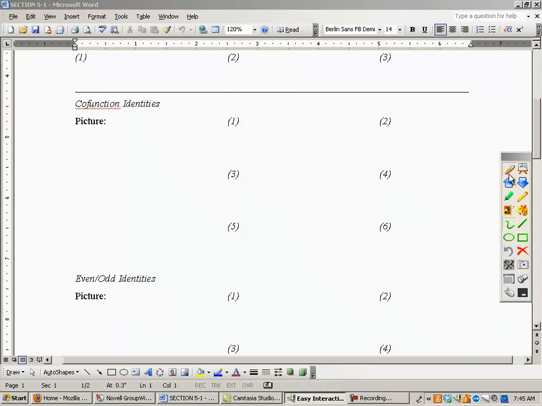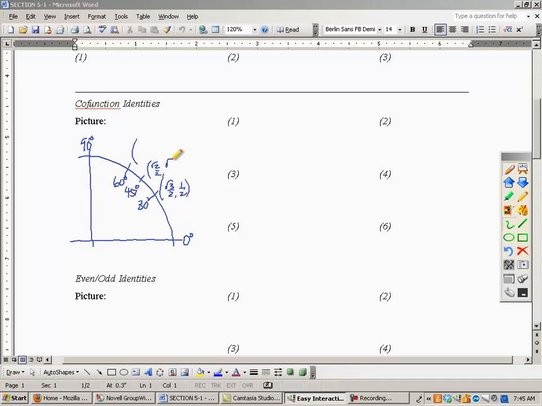This idea of a co-function identity, what I'm going to do is draw only the first quadrant of the unit circle, and label this a little bit. Here's 0 degrees and 90 degrees. Halfway is 45, so here's 30, and here's 60. And I'm going to write the exact trig values in there as well. This is square root of 3 over 2, 1/2, square root of 2 over 2, square root of 2 over 2, and 1/2, square root of 3 over 2.